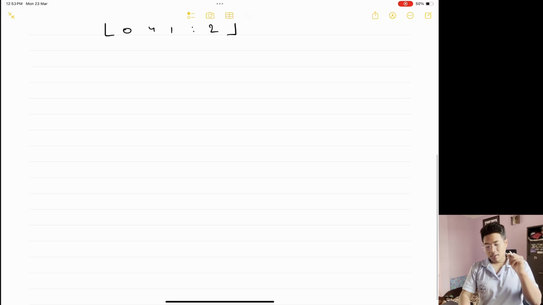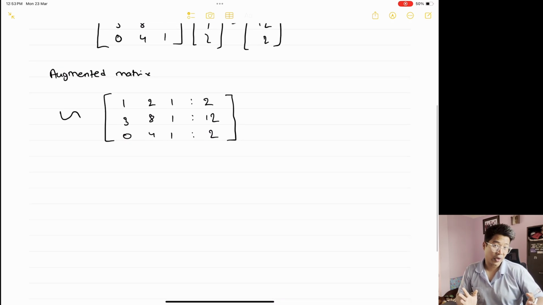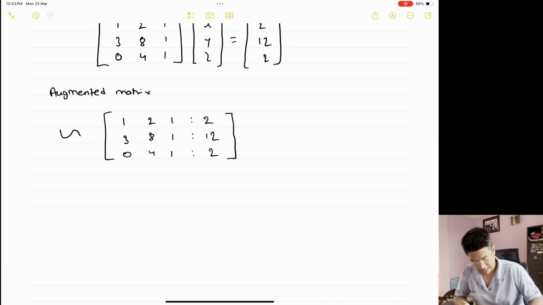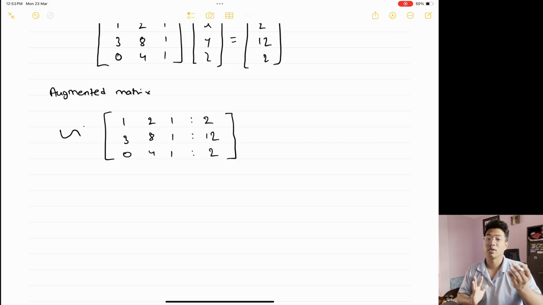Okay, right? So how do we do it now? Well, I know what we want to do over here. I don't want to touch the first row. I just want to make this thing, this 3 over here, go to a 0.